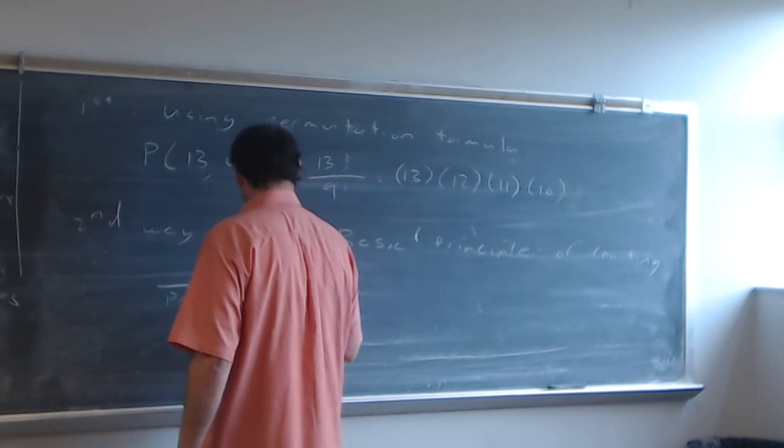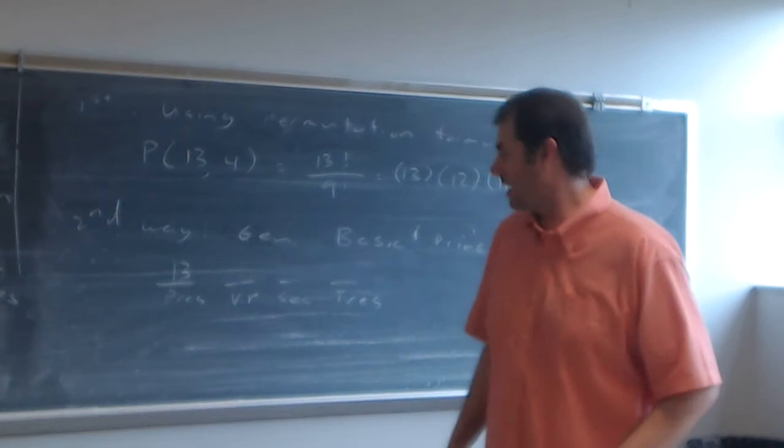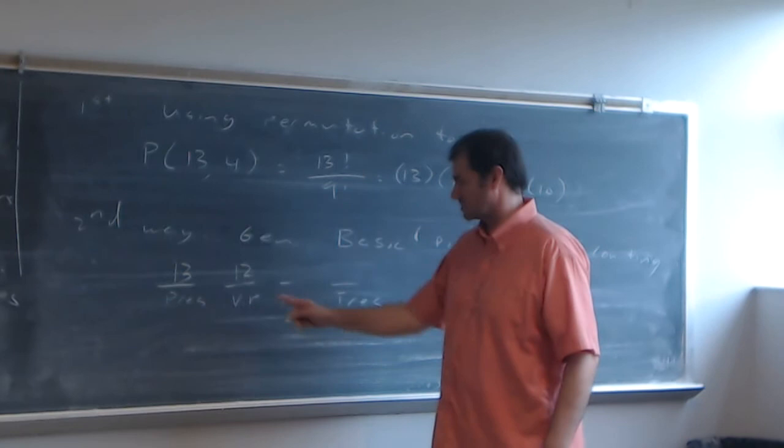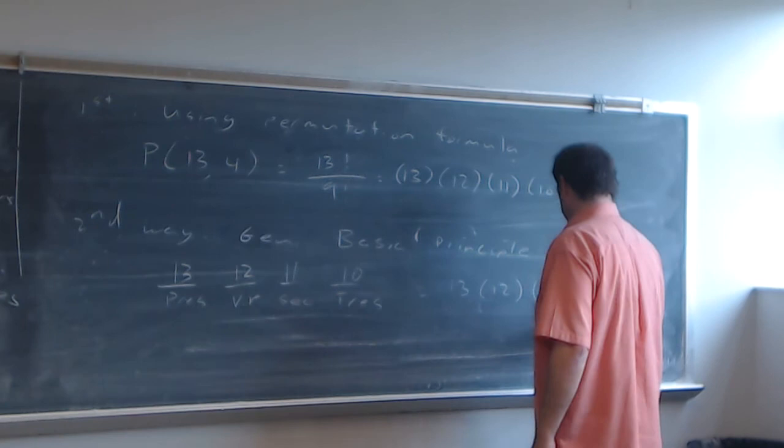So how many ways can the president position be filled from the club members? 13. Now, for each one of those 13 ways, how many ways can a vice president be filled? Well, the person who's elected for president cannot serve as vice president, so there are 12 members in the club that are available. And once the president and vice president are filled, there are 11 members here, and there are 10 members here. And so the answer here is 13 times 12 times 11 times 10. You get the same answer. All right, so that's an example.